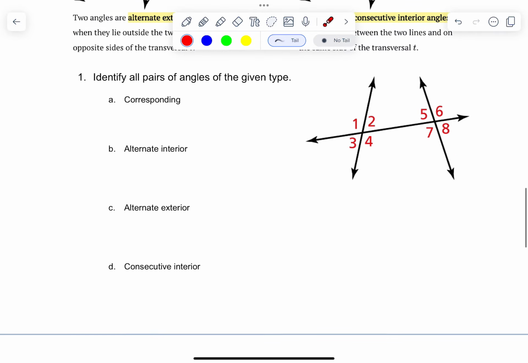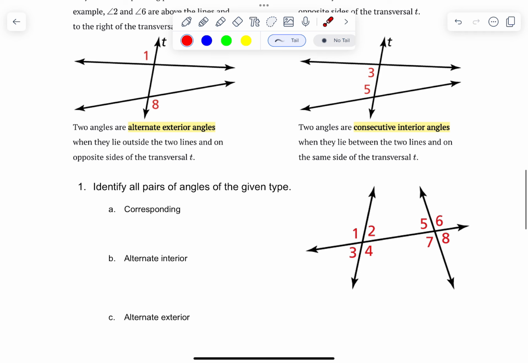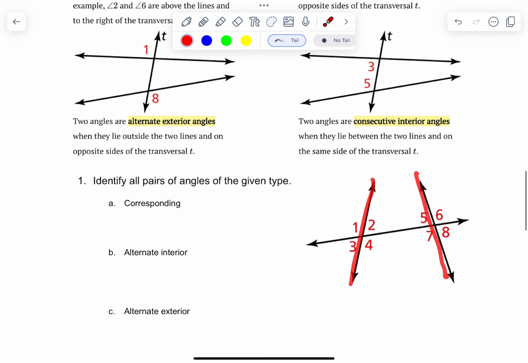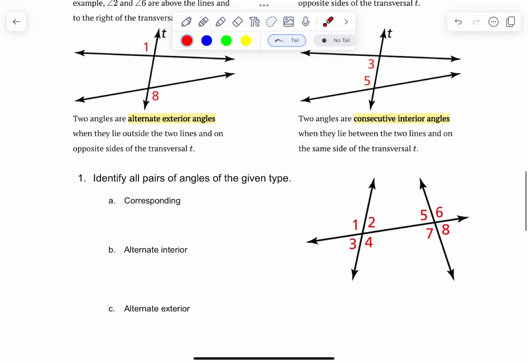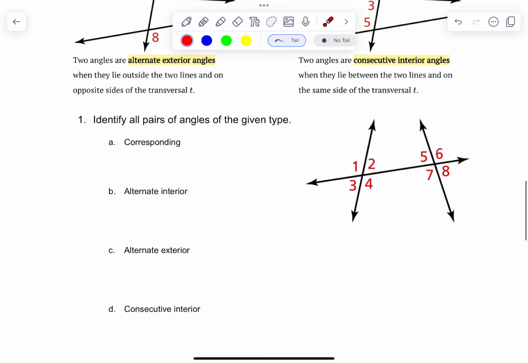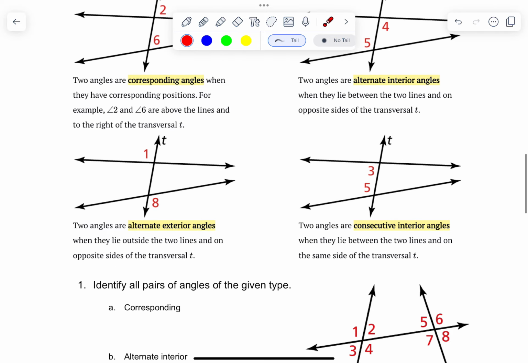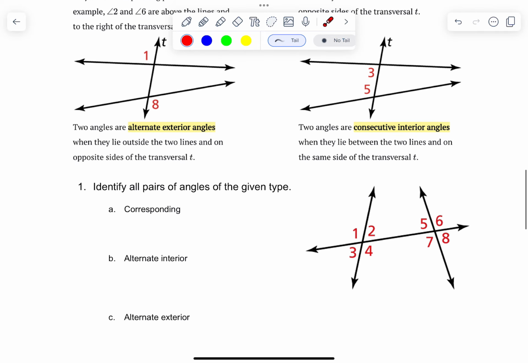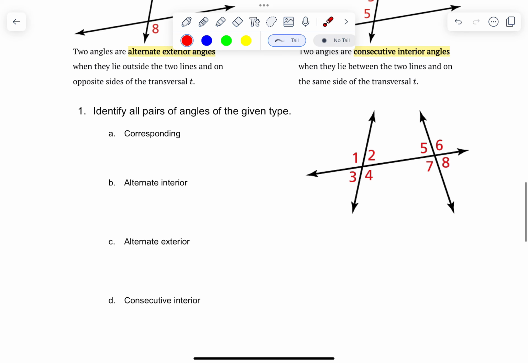So notice when we move down to this final question, we've turned our diagram. So these are our two lines, and now this is our transversal. So we've just kind of rotated a little bit, but the idea is the same. So what I would do is take a second and give this a try. Look back at our diagrams above and try to match these up and identify all of these different angle pairs.